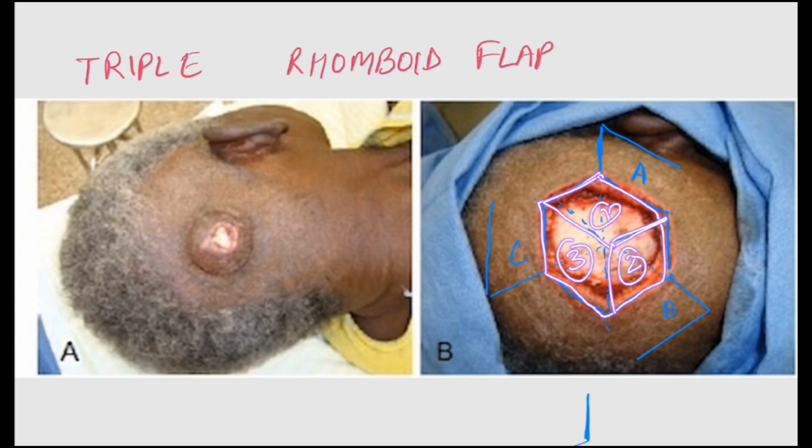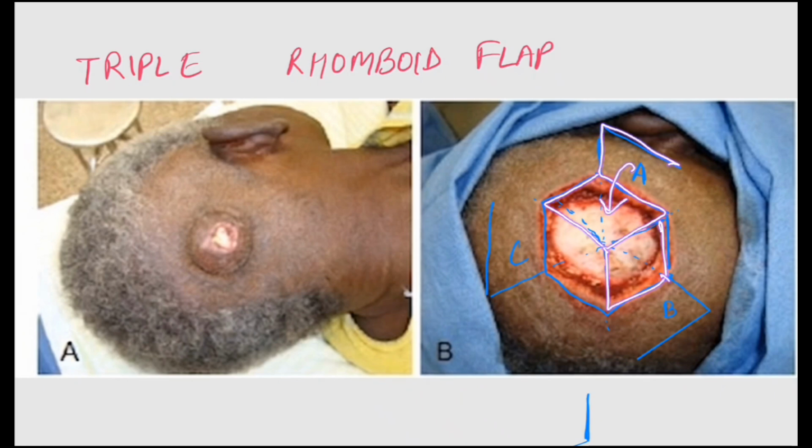we will draw three Limberg flaps. The first flap A, the second flap B, and the third flap C. Now you can appreciate that we have already dissected this rhomboid. Now we will raise this flap and will rotate this flap here.